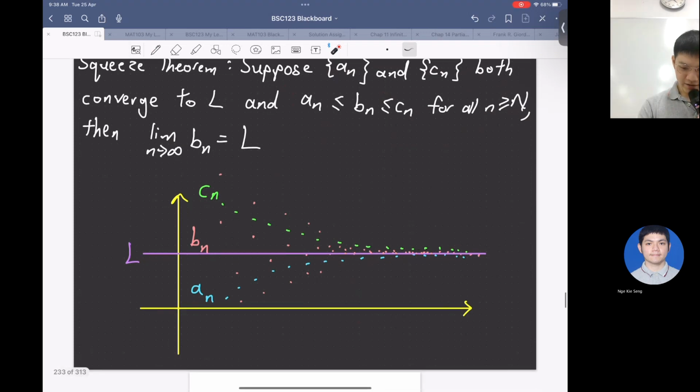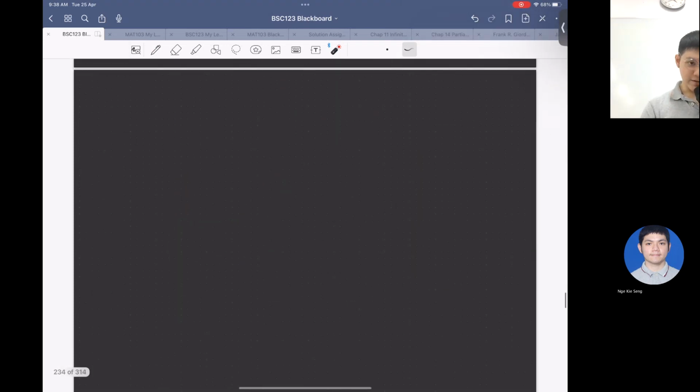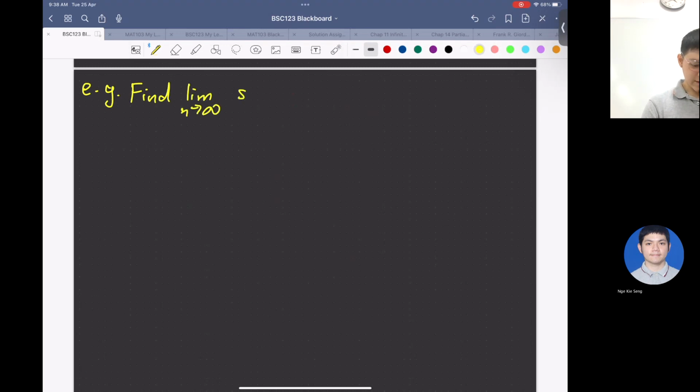Since we know this already, let's do an example. For example, can we find the limit of sin^3(n) over n? Can we find the limit of this? We want to use the squeeze theorem. So how can we bound this sequence here? What sequences do we need to find?